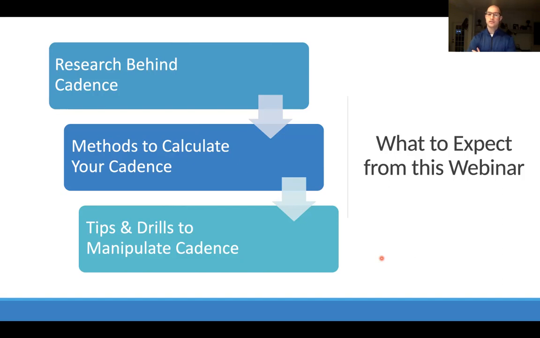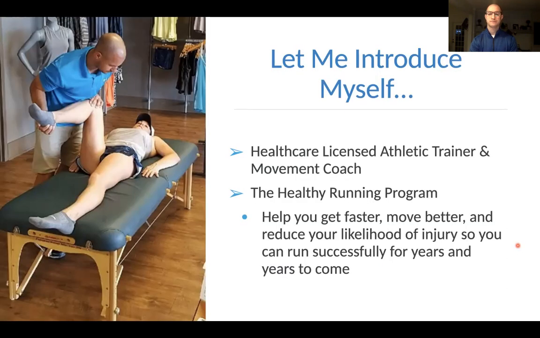And then we're going to go into the methods to calculate your cadence. I know a lot of people are unfamiliar. Cadence might be new to you, or if it isn't and it's something you've heard of before, maybe you have not calculated it yourself. So we're going to talk about a few different ways to do that, and then go into a series of tips and drills to properly manipulate your cadence. So how are we going to put this into action to actually see it carry over to our running?